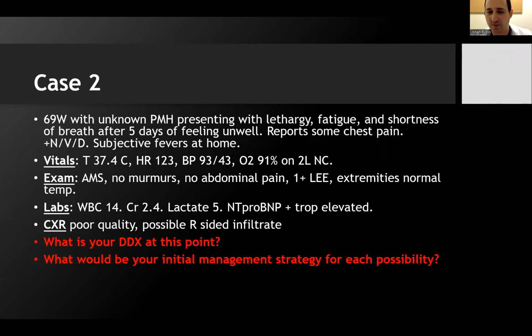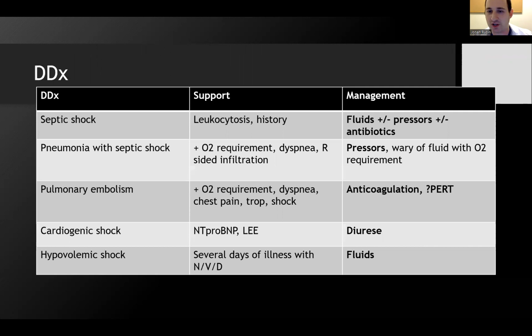So I'm not going to make everyone repeat this because this is the same undifferentiated shock, and that's sort of the point, right? That I'm showing you how the same clinical presentation with the same clinical data can give you the same differential diagnosis of undifferentiated shock. Maybe this patient with a possible infiltrate in the lungs, maybe you're adding pneumonia with septic shock to your differential, but this is what you get.